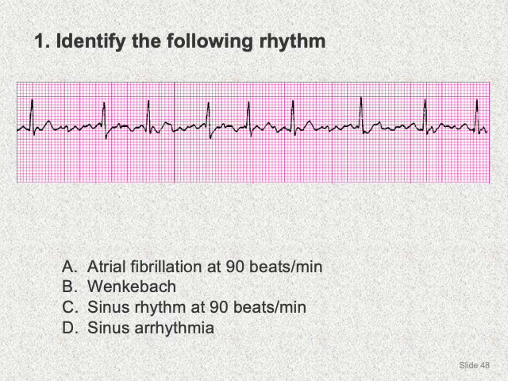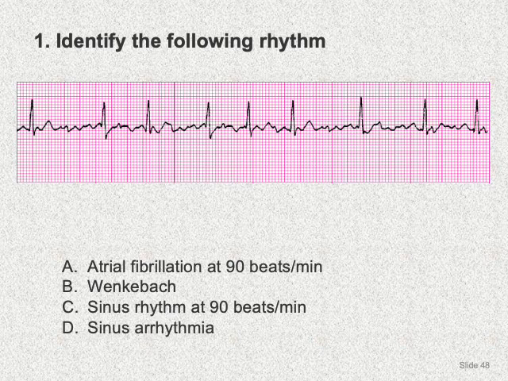This is a question. We have to identify the following rhythm. Is this atrial fibrillation at 90 per minute, or Wenckebach, or sinus rhythm, or sinus arrhythmia? As we see here, we have to calculate the rate and rhythm first, and also assess the P wave and PR interval. First thing, we don't have a clear P wave here. These are fibrillatory waves. You cannot say this is a P wave because this is different, this is different, this is different. So no P wave in place, and consequently there is no PR interval, so fibrillatory waves here.